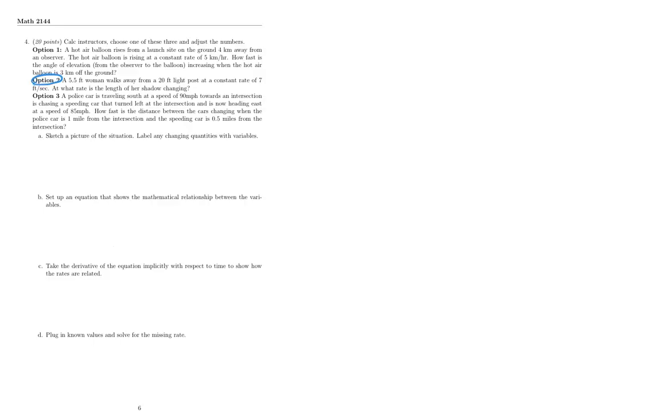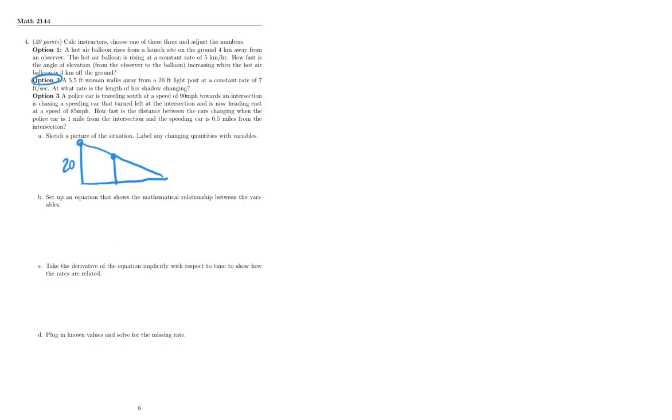It says a 5'5" woman is walking away from a 20-foot light post at a constant rate of 7 feet per second. At what rate is the length of her shadow changing? So here we have this woman and a light post. So here's the light post. It is, I know, 20 feet tall, and that height is not changing.